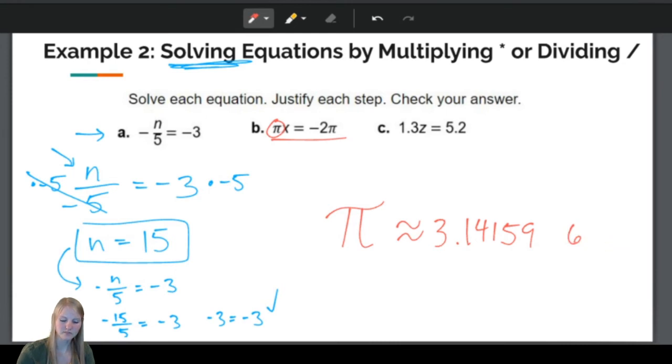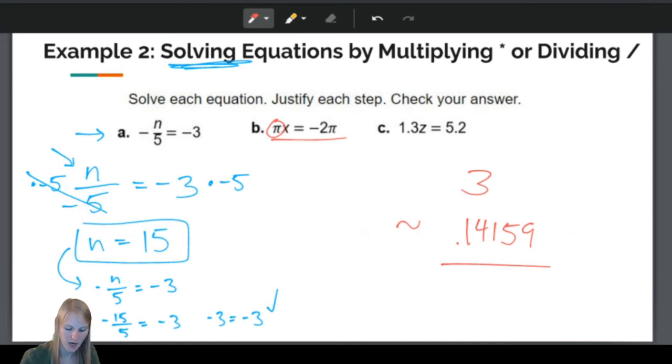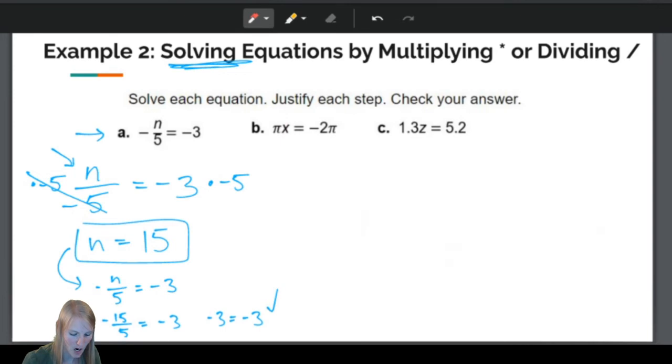But pi is just a number. Pi is a Greek letter that we assign this number to. So when you see pi, don't freak out. It's just a number. It's kind of like 3, but it's not. It goes on forever. But it's just a number. So when you see, oh, I need to get this x by itself, but there's a pi attached to it.